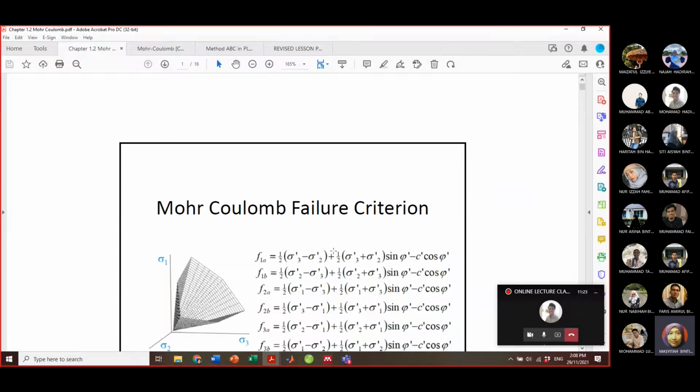Somehow, it's not only about the overestimated design. It also can be an underestimated design, which does not represent the real soil behavior. So as technical engineers, as part of our students, you need to understand what will be the best constitutive soil behavior that represents the failure of the soil.